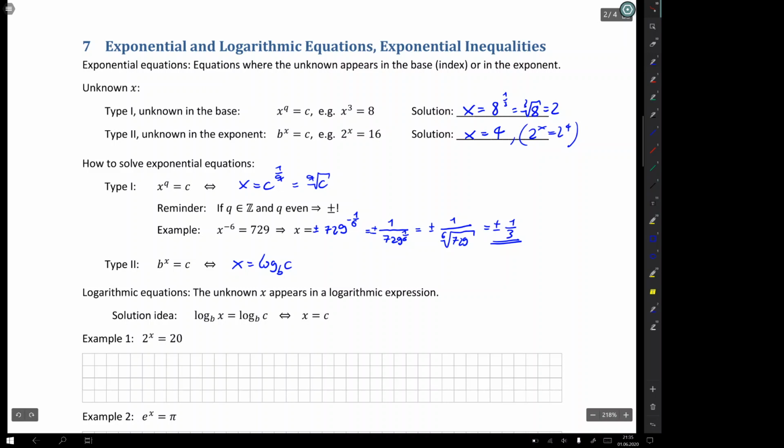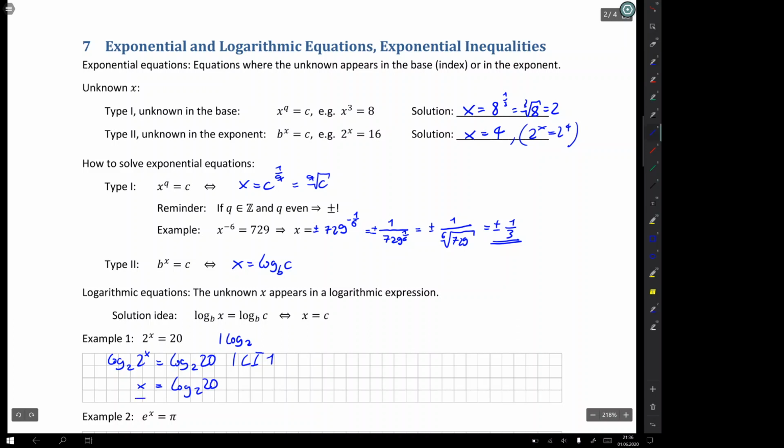Okay, let's solve example 1. Well, when we have 2 to the power of x equals 20, we want to get x, so what we have to do is take the logarithm in base 2. So we get logarithm of 2 to the power of x in base 2 equals logarithm of 20 in base 2. And now using the logarithmic identity 1, the left-hand side is just x. So we get x is logarithm of 20 in base 2.